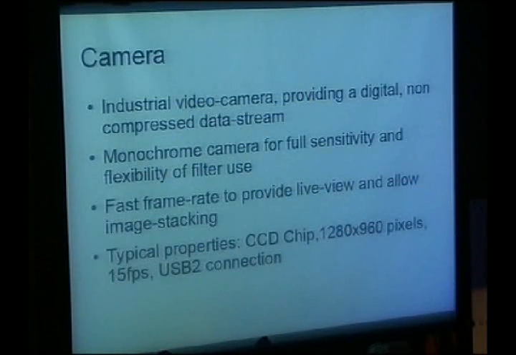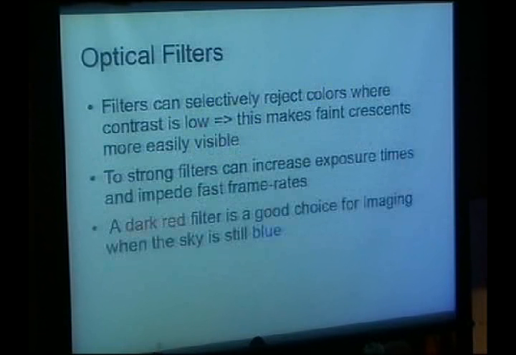Okay, these cameras usually have a fast frame rate, so that they provide you with a live view of what they're looking at. And this live view is useful because it's more realistic to look at. Also this fast frame rate gives you the ability to capture many images and then to add these images in order to reduce inherent noise in those images. The typical properties of such a camera would be: it has a CCD chip, something like 1 megapixel, delivers 15 frames per second, and uses, for example, a USB 2 connection. That would be a standard tool for this kind of observation. Okay. The next part that is important are filters.